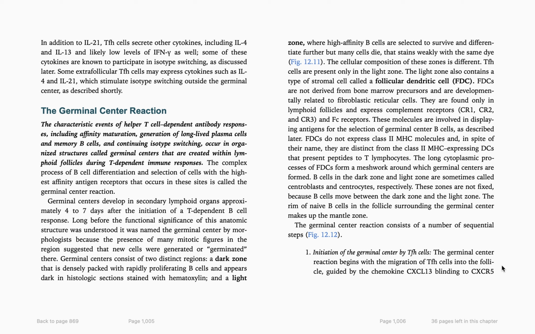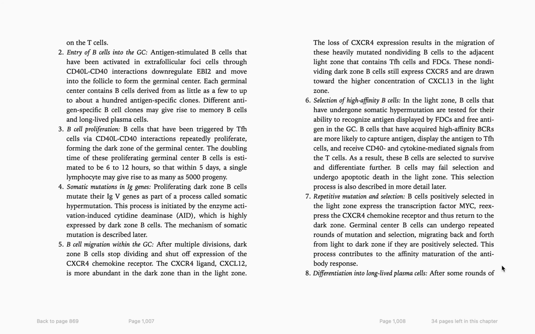The germinal center reaction consists of a number of sequential steps. First, initiation of the germinal center by T follicular cells. The germinal center reaction begins with migration of T follicular cells into a follicle, guided by the chemokine CXCL13 binding to CXCR5 on the T cells. Entry of B cells into the germinal center. Antigen-stimulated B cells that have been activated in extrafollicular foci through CD40 ligand interaction downregulate EBI2 and move into the follicle to form the germinal center.